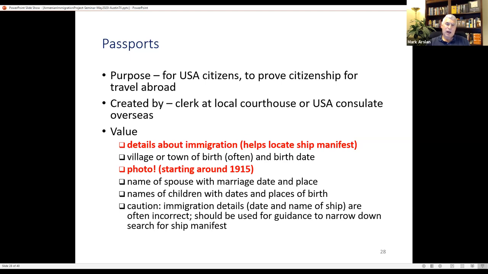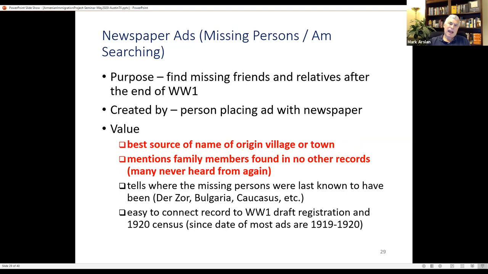Wouldn't it be cool to be able to find a new photo you've never seen of your family member from 1915, 1920, something like that? That's the great thing about these passports. The last thing I added was newspaper ads, which are primarily missing persons ads.